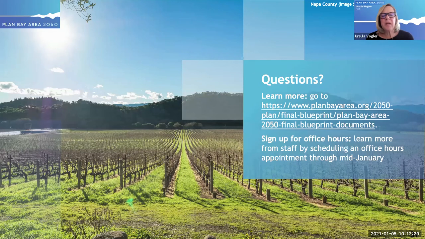Next question, how many of those transit-rich areas are in the housing-rich areas? So I think I may have answered this question already in the chat box, but I'll answer it verbally. You can see maps of the transit-rich and high resource areas and the overlap of them on planbayarea.org. So I encourage you to check that out. Thank you, Dave. Very good.